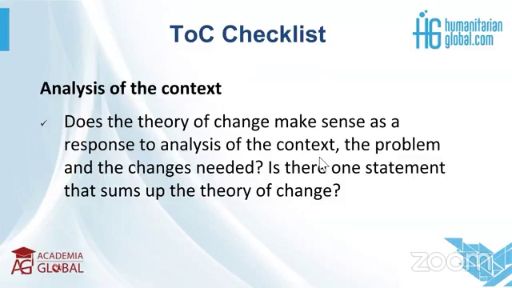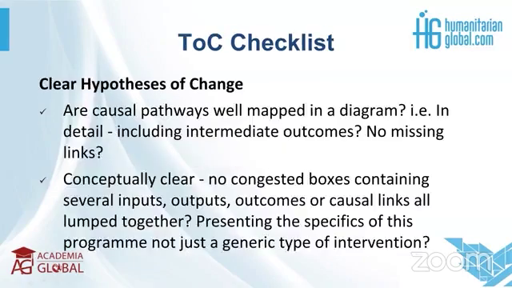Number two, is there a clear hypothesis of change? Are the causal pathways well mapped in a diagram? That is, in detail, including intermediate outcomes. There are no missing links. We don't have boxes or statements hanging, but we can clearly see the pathways, how you see change happening. We don't want congested boxes containing several inputs. You just draw one box and write so many things in there, congesting the inputs, outputs, outcomes, or links. They're all lumped together. We want to see a clear pathway of change.